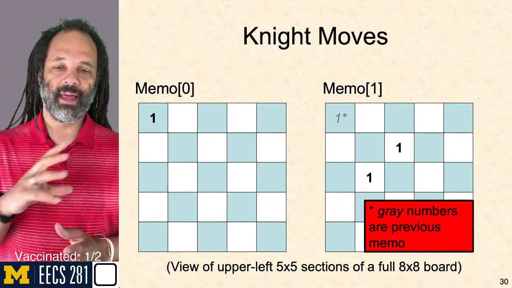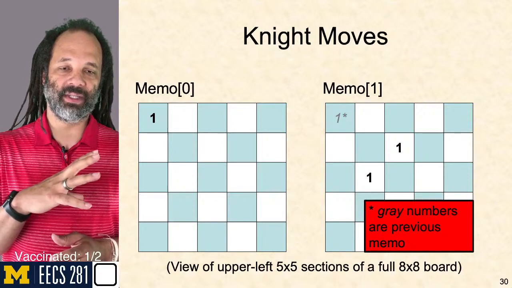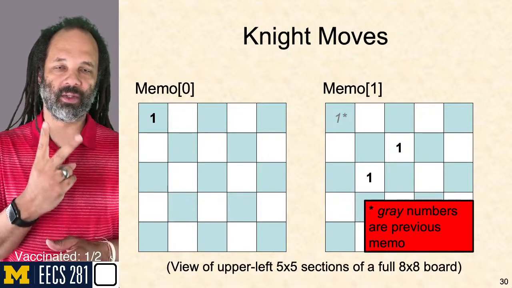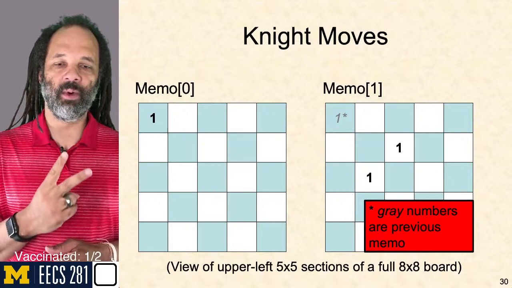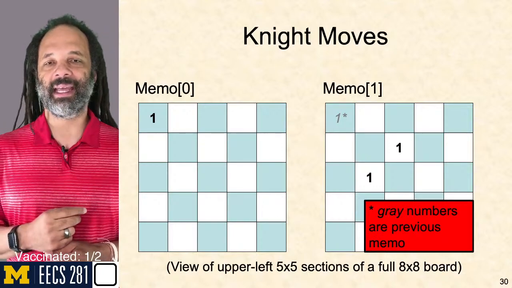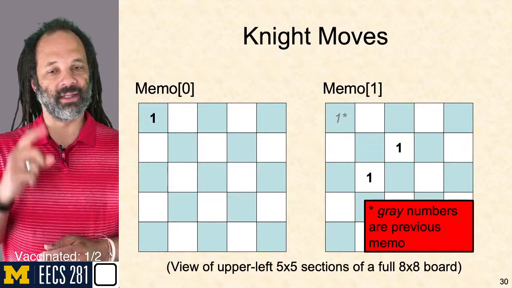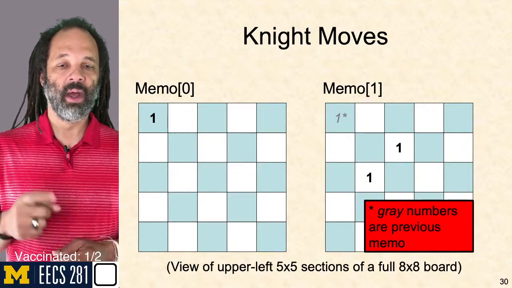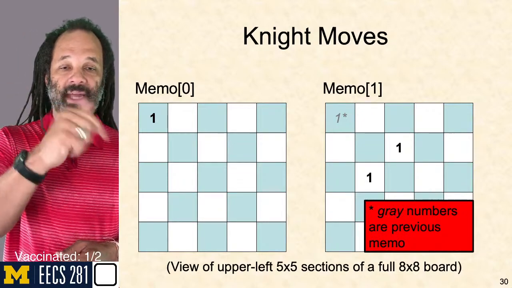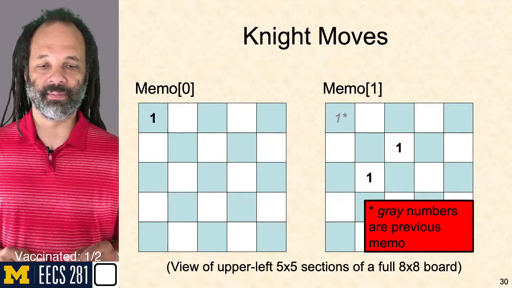Hopefully. So that's memo 1, and it's got a bunch of zeros in it, but 2 1s, because there's 2 places I can be after 1 move, and for each one of those places, I can get there one way. I can start at the beginning and go down 2 over 1, or start at the beginning and go over 2 and down 1. That's where I can get to.